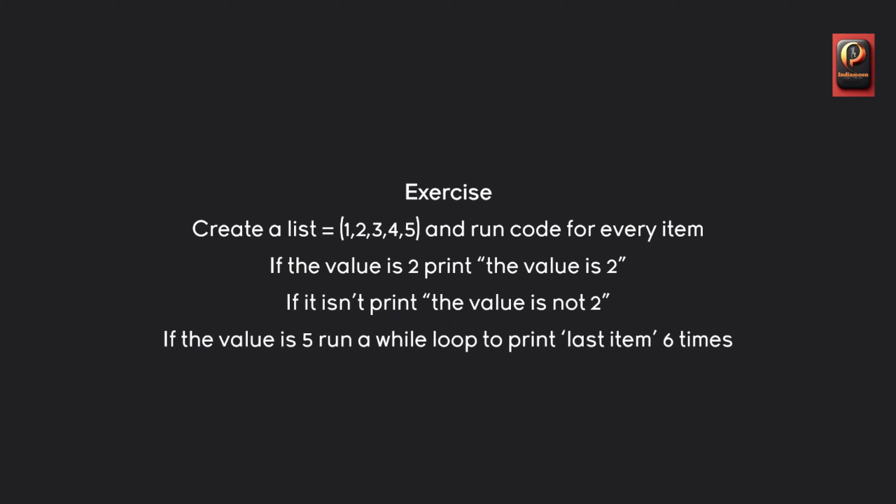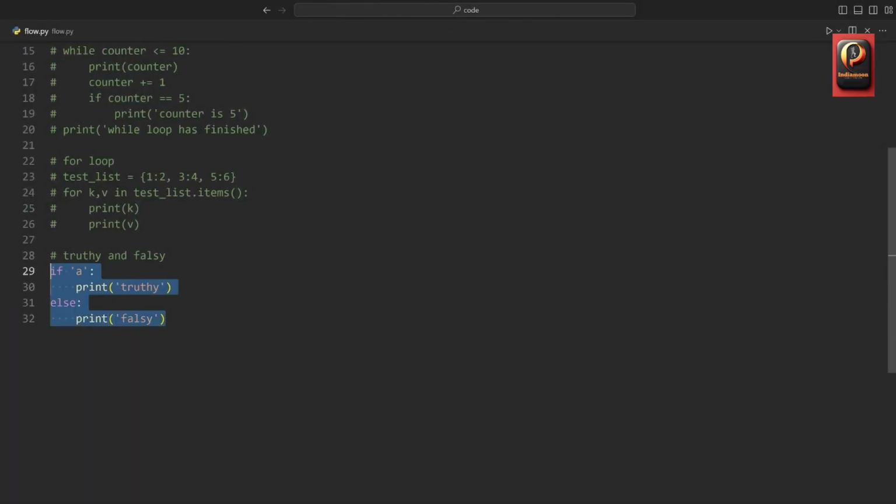I want you guys to create a list with the values from 1 to 5 and then run some code for every single item of this list. If the value is 2, then print the value 2. If it is not, then print the value is not 2. Finally, if the value is 5, run a while loop to print last item 6 times. Pause the video now and try to figure this one out.